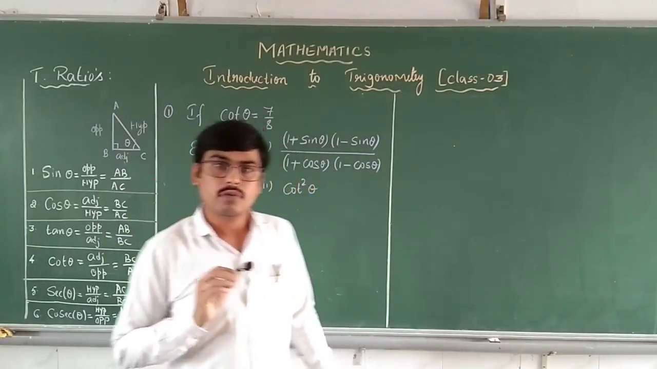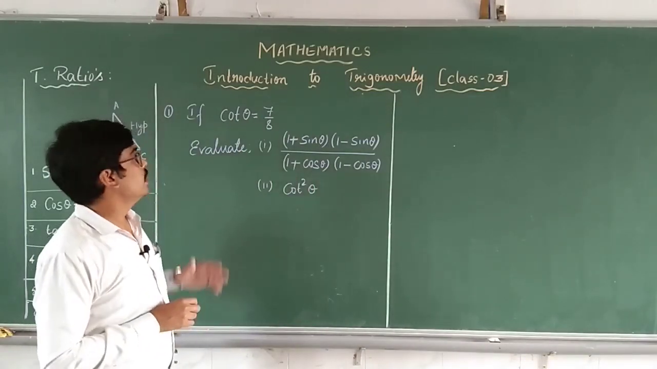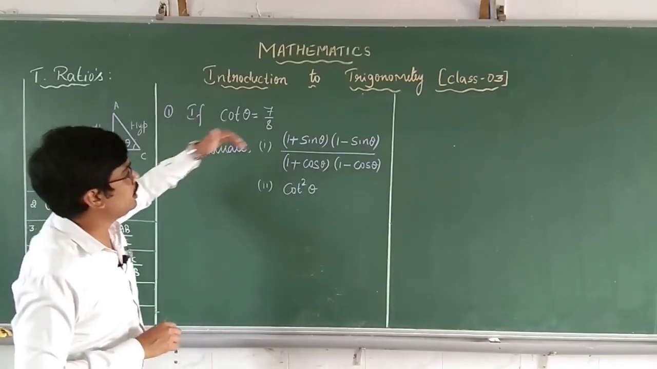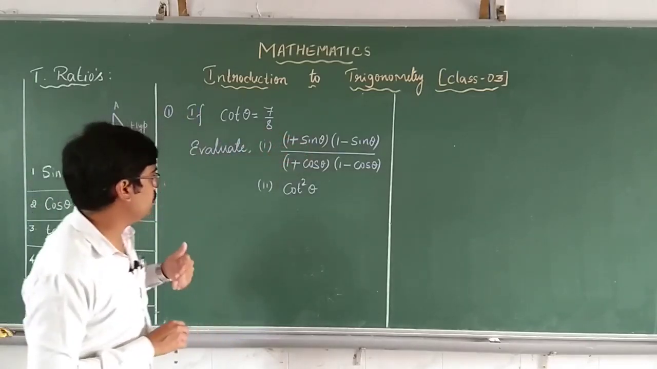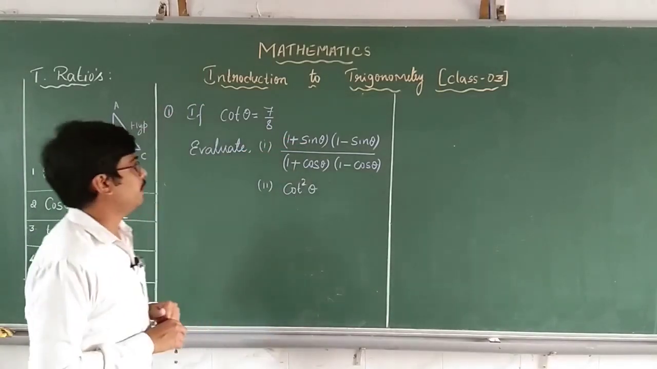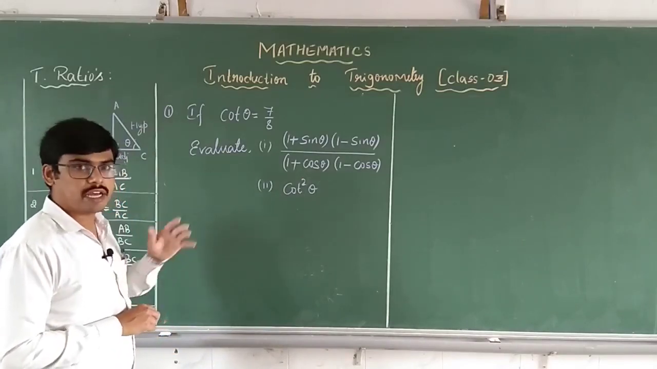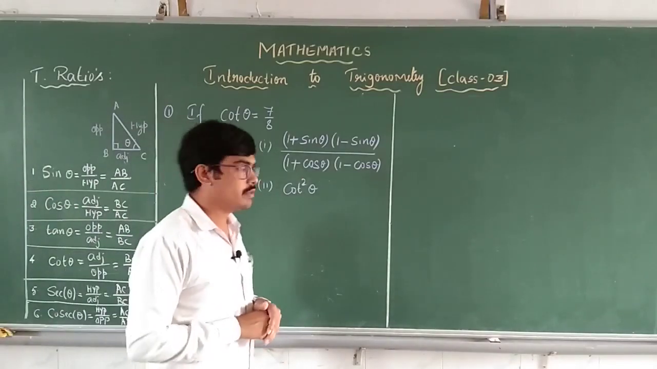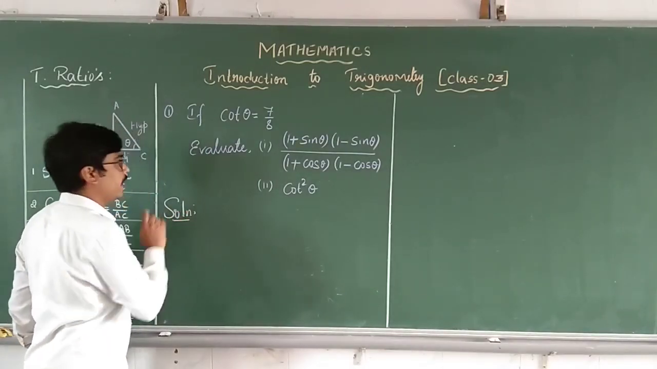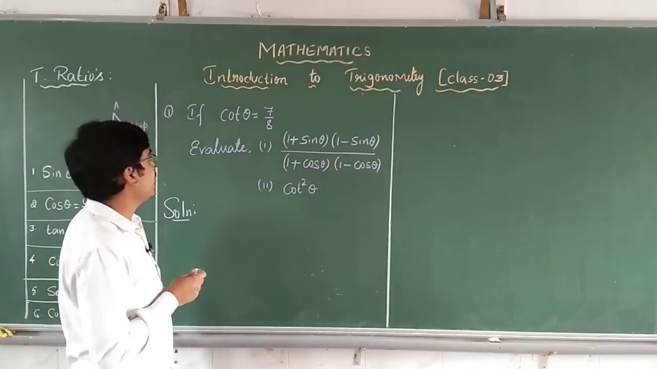Yesterday we solved such type of problems. Now they have given the cot. By using cot, I need to find the sin ratio and cos ratio, and also cot square theta. So let me find the required ratios sin, cos and cot. For that, we need to find the lengths of the sides of the right angle triangle.